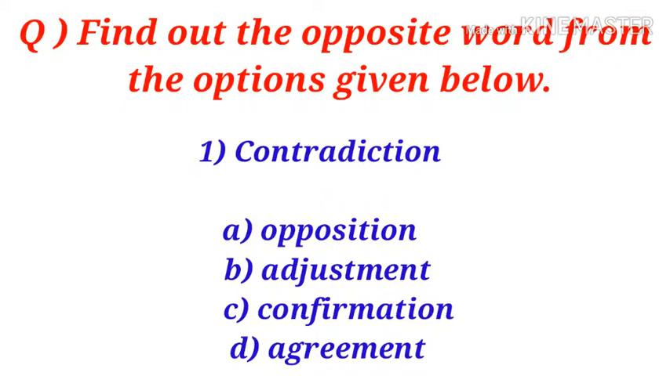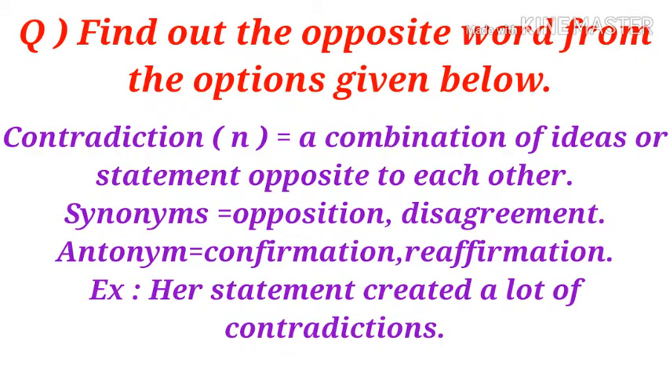The word contradiction means a combination of ideas or statements opposite to one another. That means there are two ideas which are completely different from one another. That is known as contradiction. Remember, something which is opposite of one another is known as contradiction, and its synonyms are opposition, disagreement. Its antonyms are confirmation, reaffirmation.